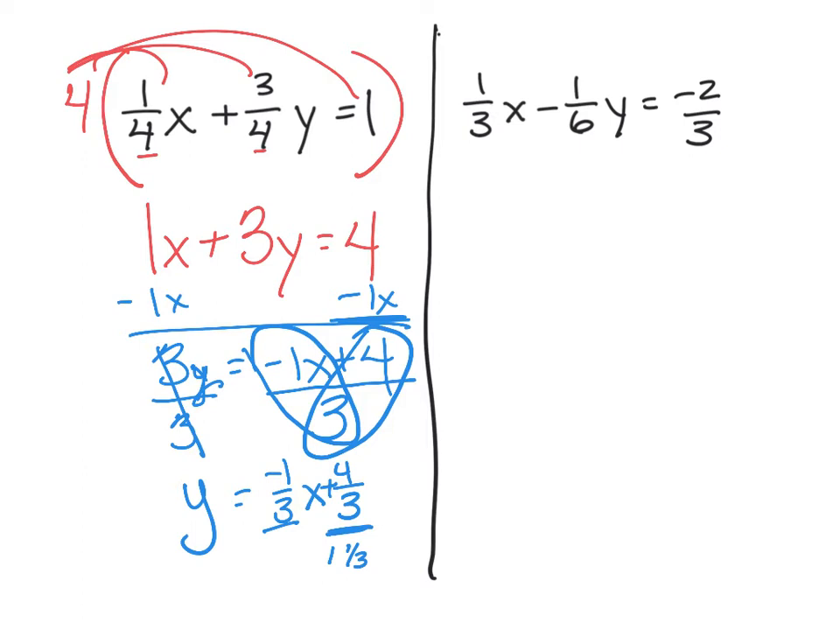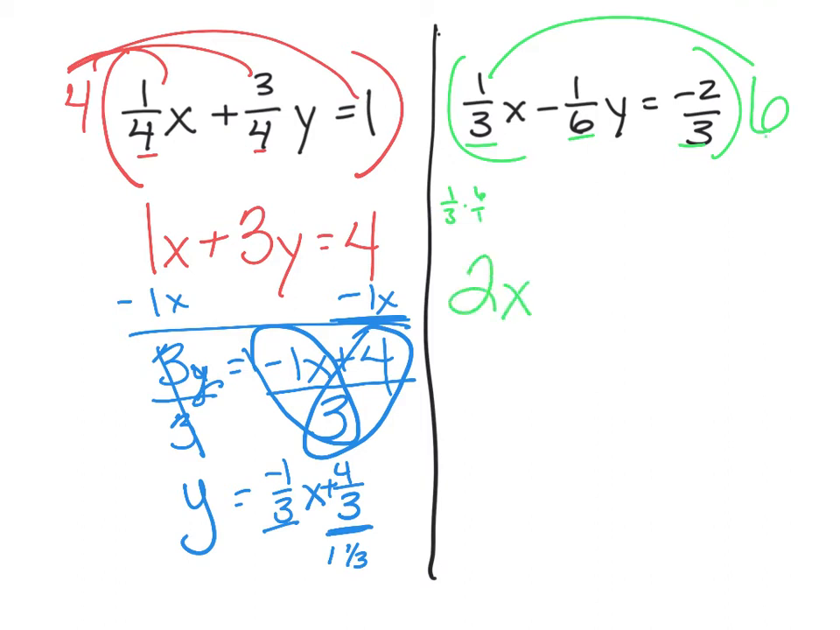So let's try this one. Let's multiply this whole problem. I have a 3, a 6, and a 3. I'm going to multiply it by a 6. So I get 6 times 1/3, so 1/3 times 6 over 1. That gives me 2x. A third of 6 is 2, minus 6 times the 1/6 would just give me 1y. And then 6 times a negative 2/3. If I do the math, and you are more than welcome to do the math, that's going to give you a negative 4. Notice all the fractions are gone.